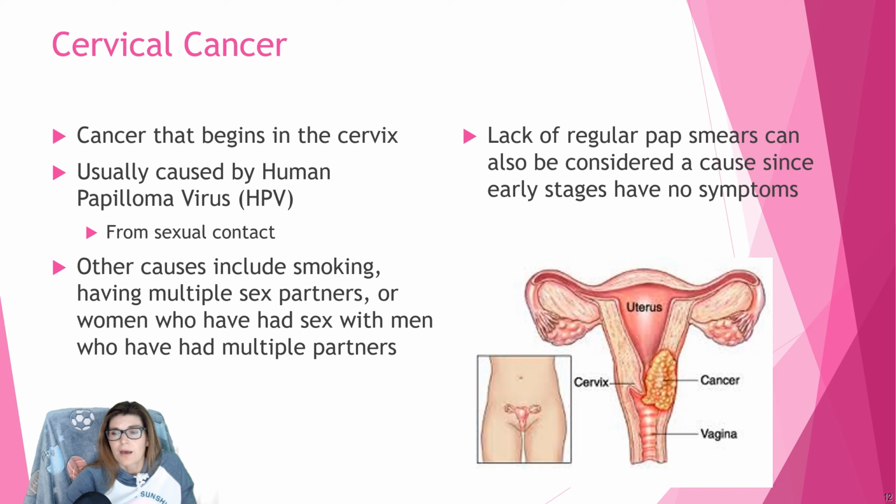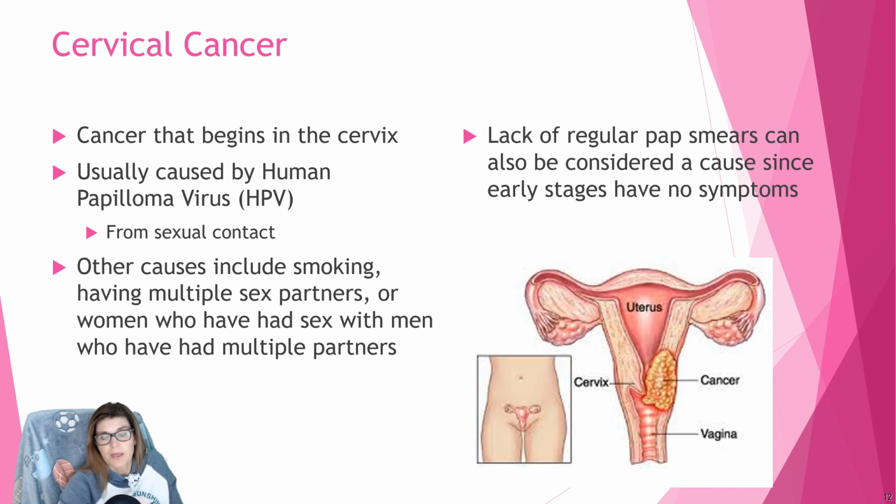But there are other causes. Smoking, we don't know exactly why, but smoking tends to affect every organ system, and reproductive doesn't escape what smoking can do to you. So if you leave this class with nothing else, please never smoke in your life. Having multiple sex partners, or women who have sex partners who have multiple sex partners, that can be a problem. So regular pap smears is key for this.